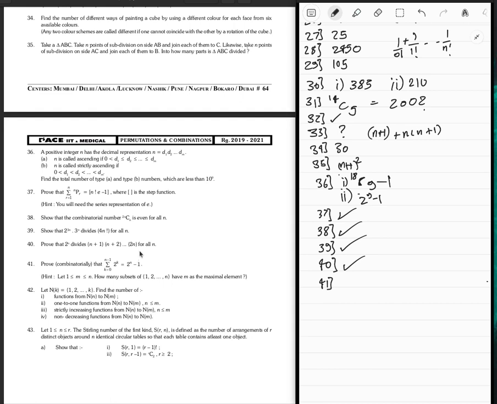So a sub m represents the number of subsets with m as the maximum element, subsets of this set, of course. So a sub m is given by 2 power m. Actually, 2 power m minus 1, I should say, because the last element m is actually going to be there anyway. So 2 power m minus 1, right? And what we are saying is that the summation of a sub m from m equal to 1 all the way till n, right?